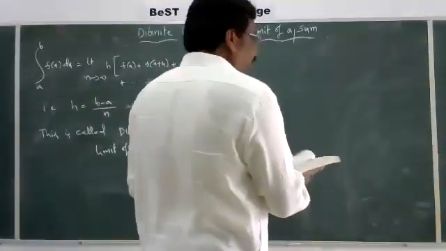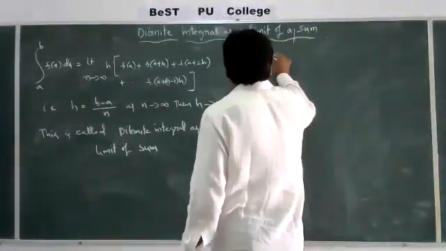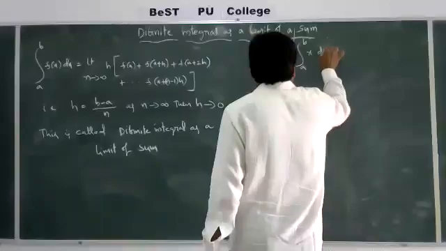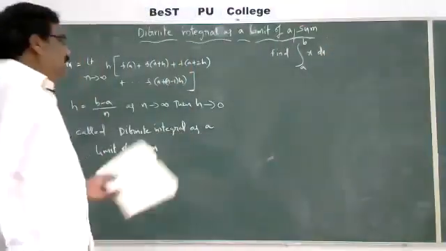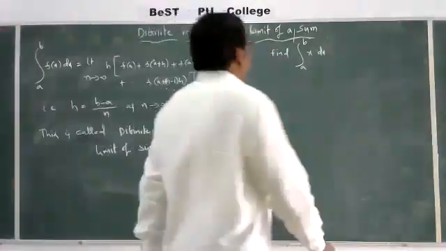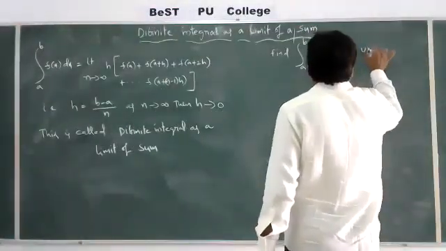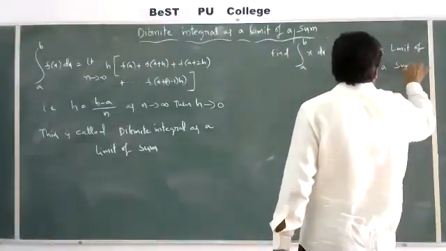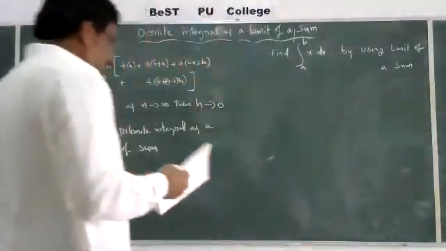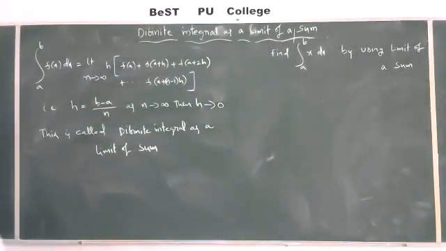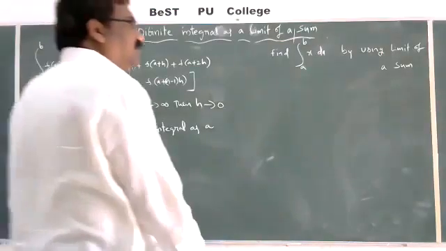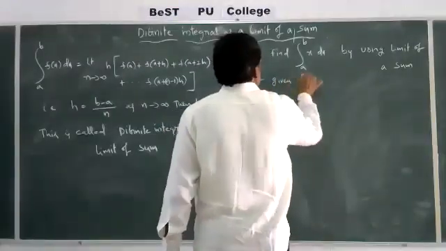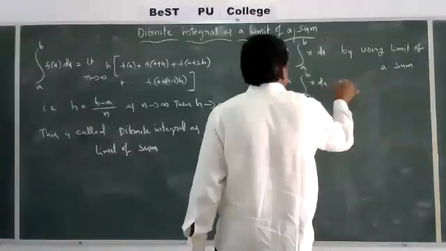Find the integral from a to b of x dx by using limit of a sum. First, we find out the h value. Solution: given integral a to b x dx.